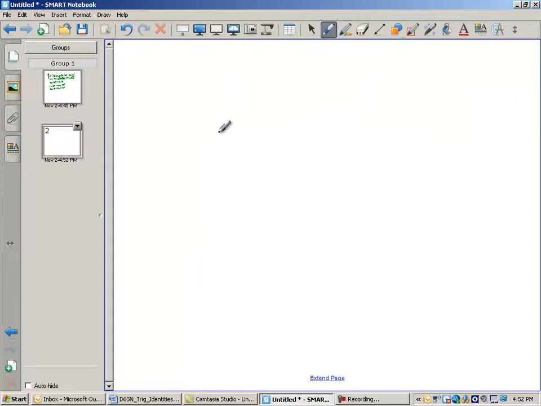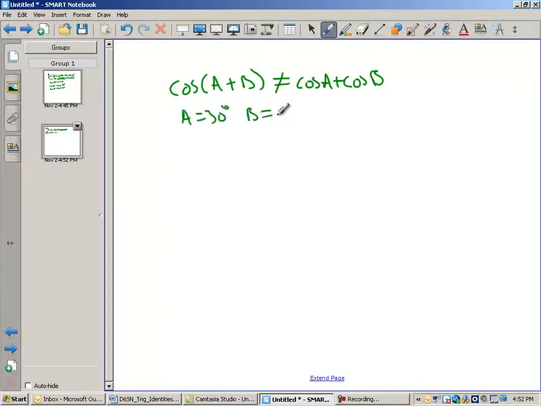Alright, so what we're going to do is take a look at cosine of a plus b, and we are going to see that this does not equal cosine a plus cosine b. In other words, cosine does not distribute through parentheses. I'm going to prove that for you real quick. If a is 30 degrees and b is 90 degrees, then the cosine of 30 plus 90 does not equal the cosine of 30 plus the cosine of 90, and here's why.